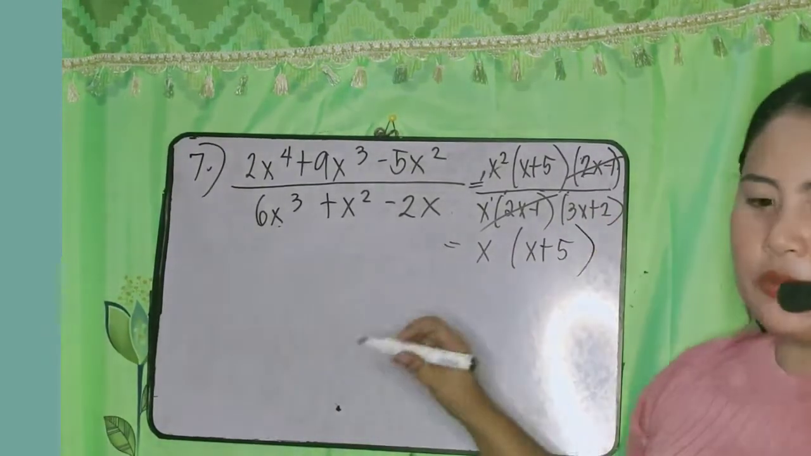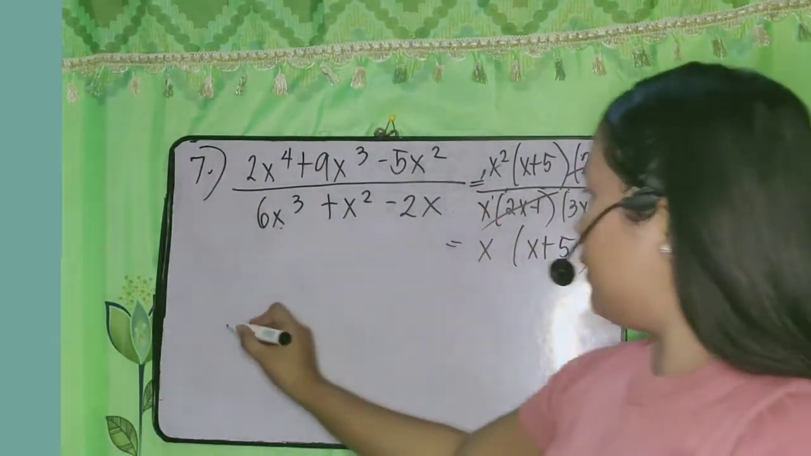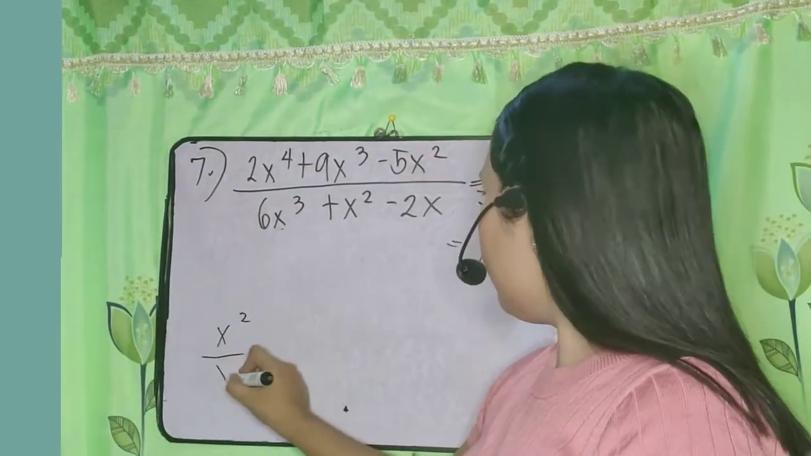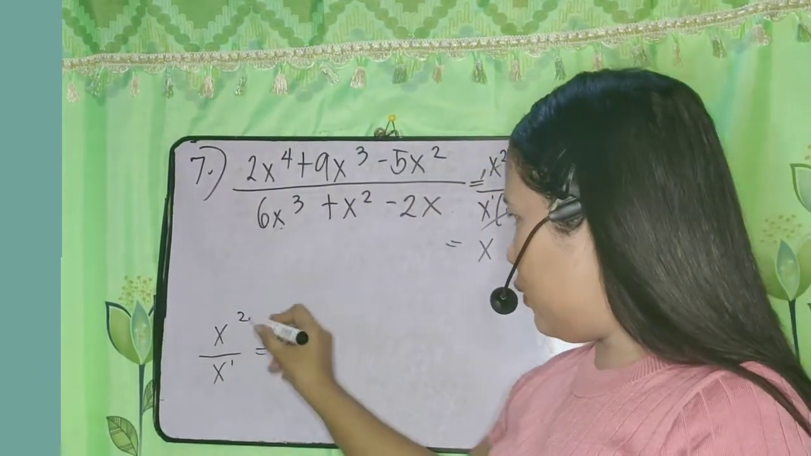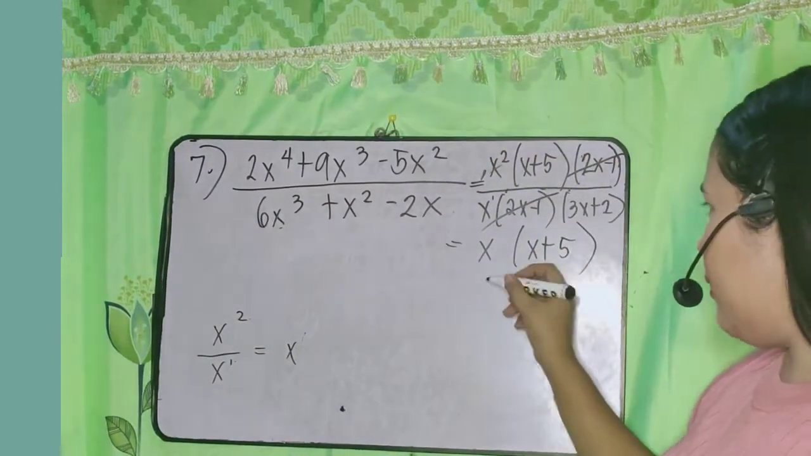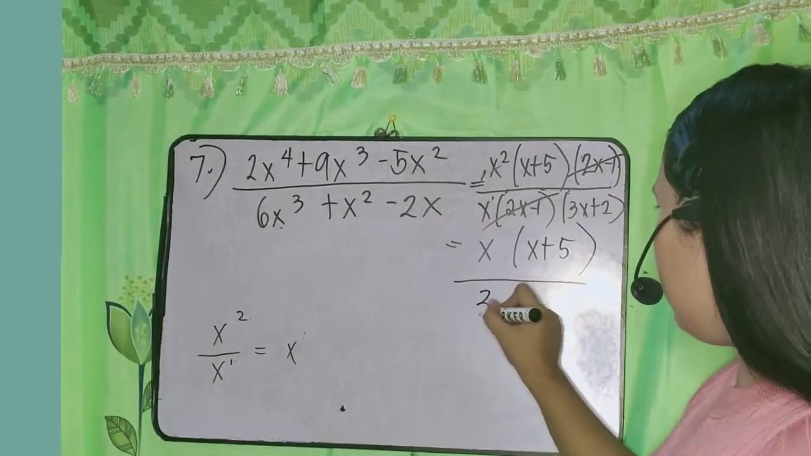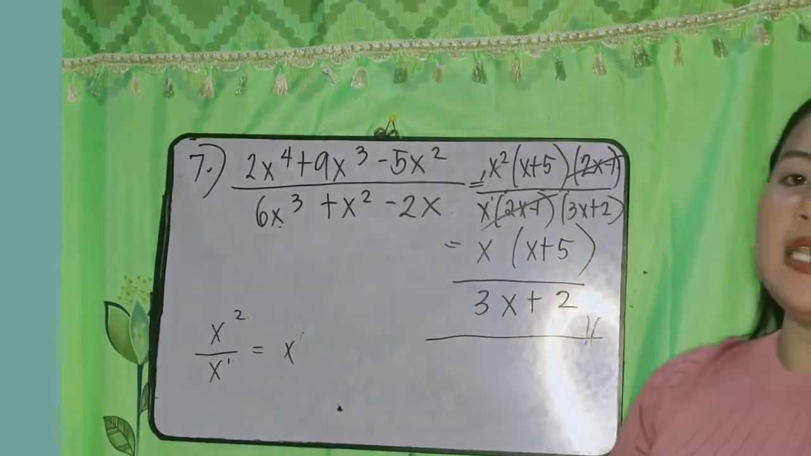So, saan po nakuha yung x? So, di ba ito po, x squared over x, di ba may exponent na 1 yung x? So, mayroon na lang tayo na x kasi 2 minus 1 is 1 na lang. So, x na lang po. So, dito na po yung x sa numerator. And then, sa baba po, kopihin na lang po natin is yung 3x plus 2. So, ito na po yung final answer natin.